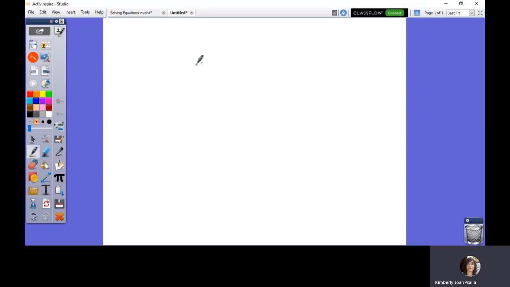In the last video, where I introduced balancing equations, in order to keep the scale balanced, you have to have the same amount on both sides. However, sometimes we have to get rid of some values which are extra on one side, and we have to put them on the other side.